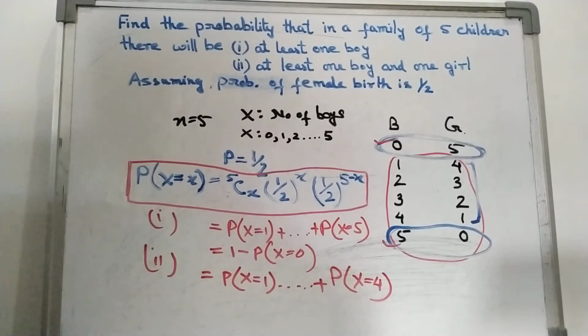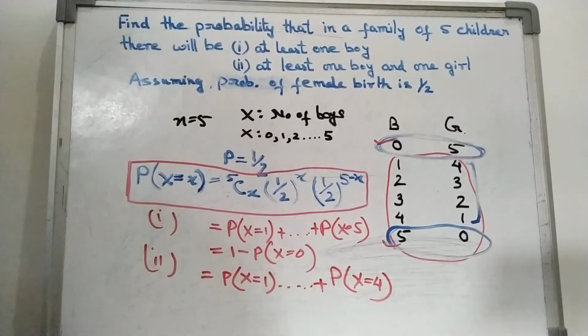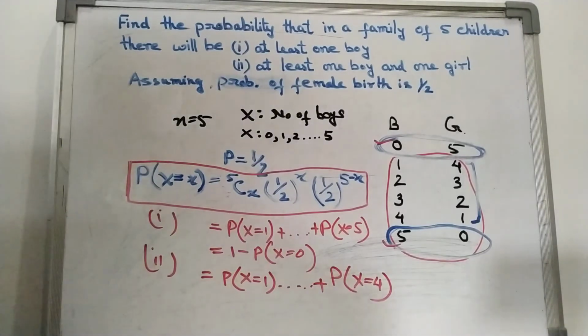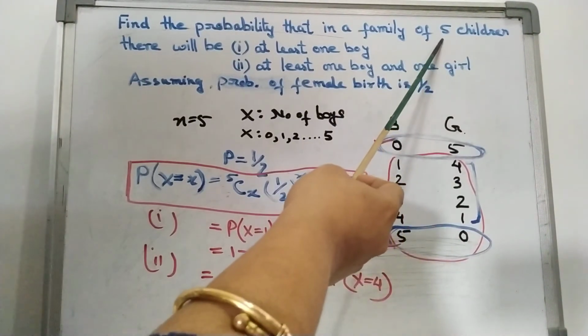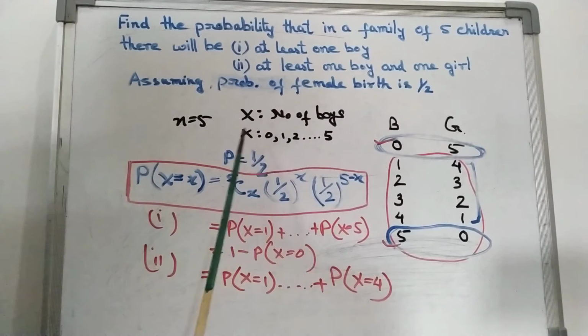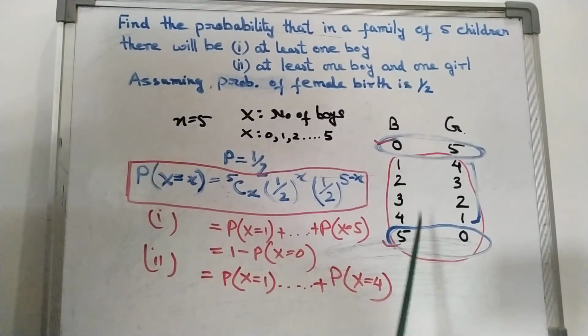So I hope you understand how to find probability by using the binomial probability mass function. The same we can do for 10 children or 15 children, just this will change, and accordingly the combinations will increase.